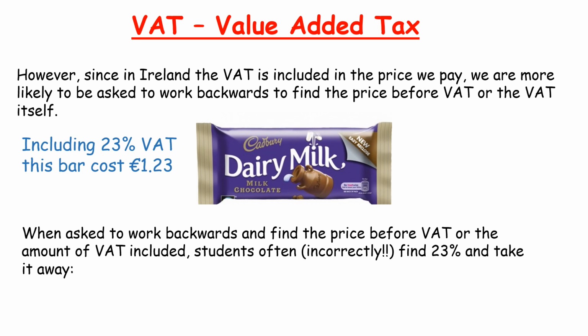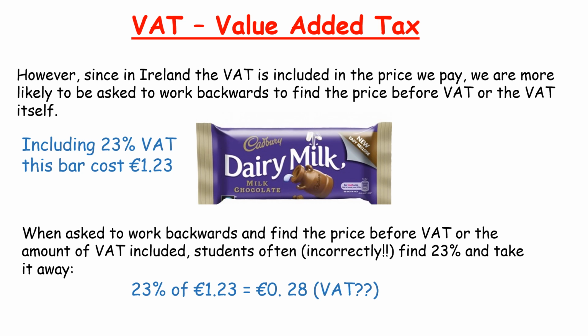Now, the problem is that's not going to work. Finding 23% of €1.23 and subtracting it won't work. And let me show you why. So 23% of €1.23 is 28 cents. And we know, because we've just worked it out in the previous example, that actually there's only 23 cents VAT in this price. So we've got too much VAT.